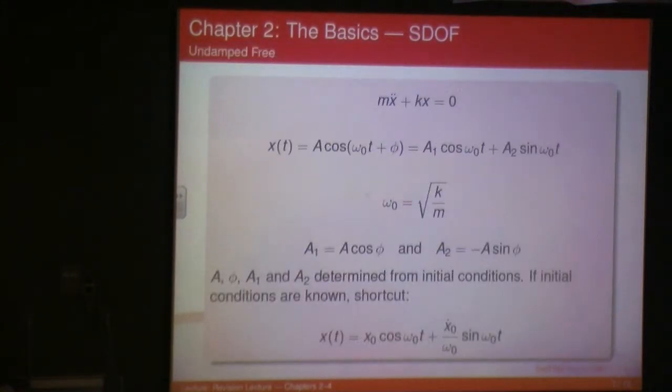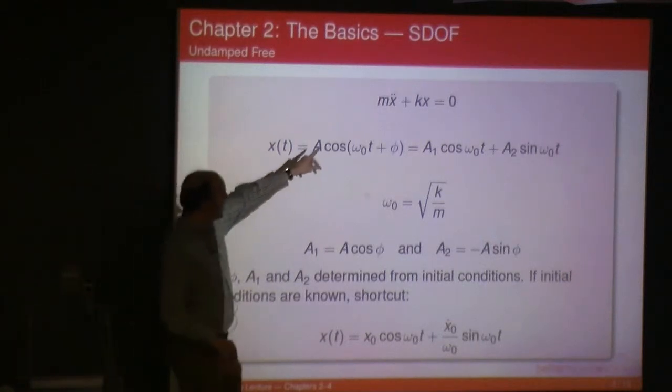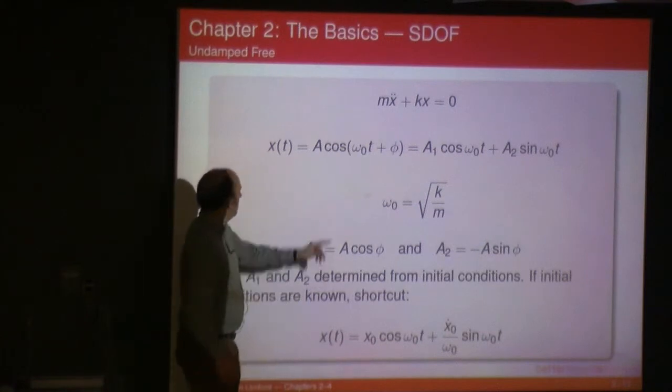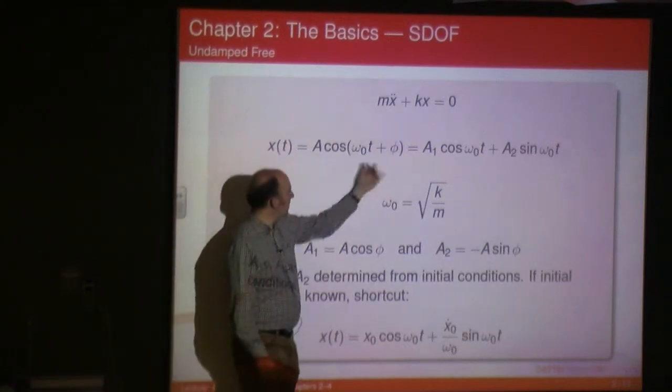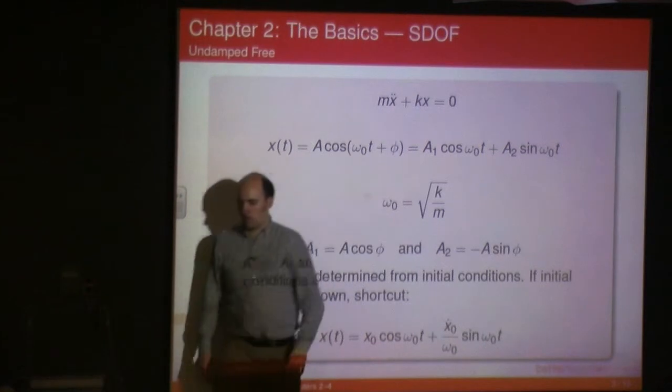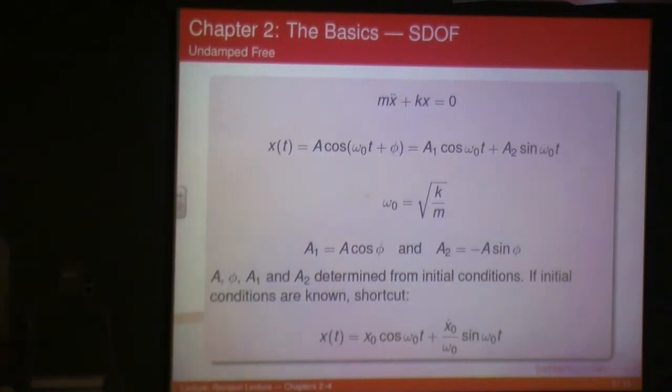In a bit more detail, this is a free oscillation for an undamped system. There's the equation of motion. The solution you can write in this form, but this can also be written as a cosine term plus a sine term. We went through the derivation of how you get from this to this. Basically A1 is A cosine of phi, and A2 is minus A sine of phi. If you go through the motions, you'll end up getting the same result.